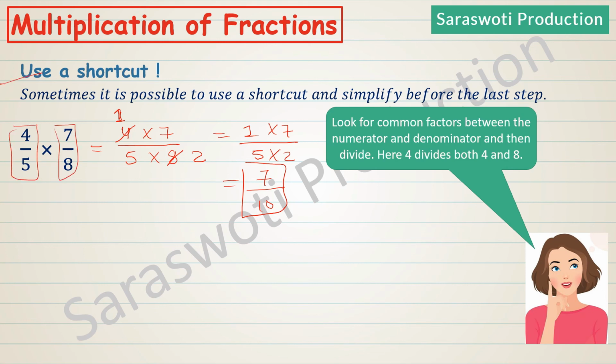If we had done this in the normal way without using the shortcut method, we would have got the answer 28 divided by 40. And then we could divide both of them by 4 to give 7 by 10. Instead, using the shortcut method, we got the answer in just 2 steps. Yes?